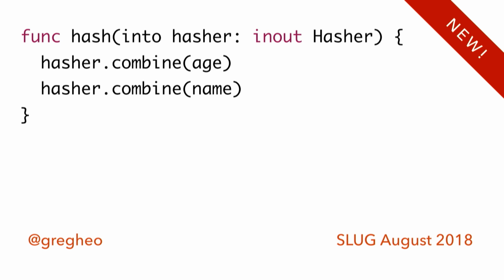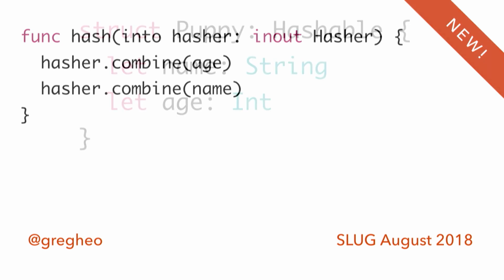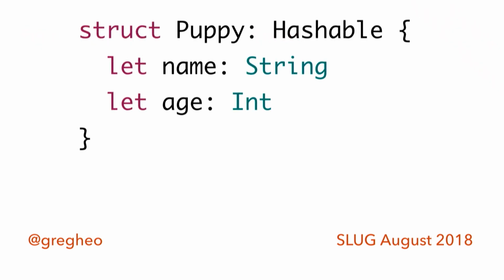So all you have to do in this hash function is call hasher.combine, and you give it each important bit of data. So you pass in the age, you pass in the name, it'll mix those together and run the hashing algorithm and output the hash value for you. So this is the new Swift 4.2 way to do things. So if the question is, how do I write a good hashing algorithm? I would say, as they like to say, the best code is the code that you don't write. And so the compiler will do it for you.